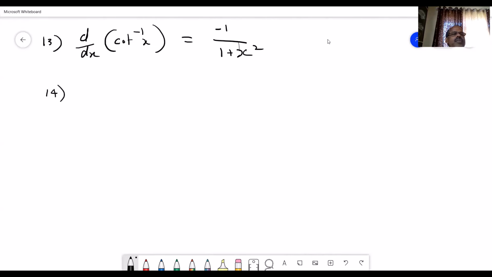Now, then we will consider sec inverse x. dy by dx of sec inverse x, what is it? This is equal to 1 divided by x into square root of x square minus 1.